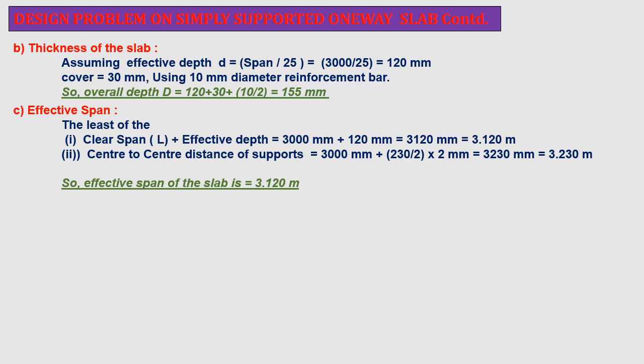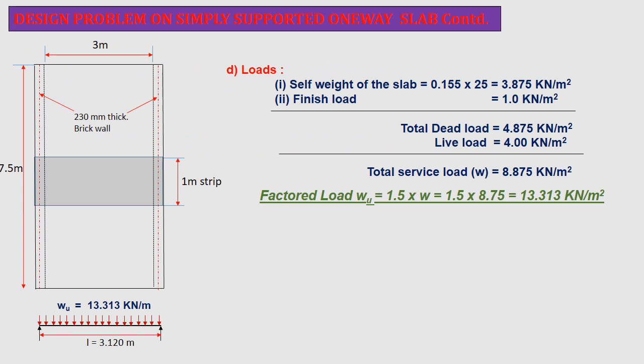Now the effective span will be the least of the clear span plus effective depth, equal to 3000 plus 120 equal to 3120 millimeter, equal to 3.120 meter, and center to center distance between the supports, which is equal to 3000 millimeter plus 230 divided by 2, 230 is the width of the support, into 2 millimeter, equal to 3230 millimeter, which is equal to 3.230 meter. So obviously from the above two, the least is 3.120 meter, so the effective span of the slab is 3.120 meter. Now calculation of loads.